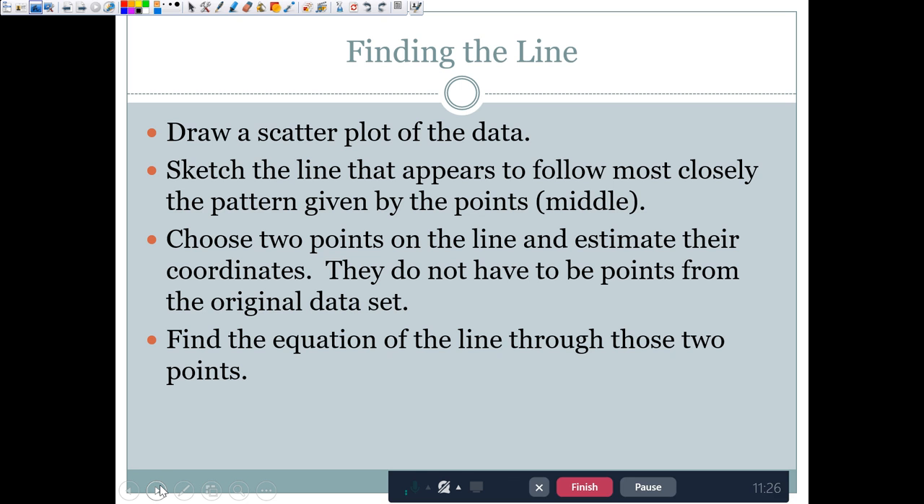Because if you look here, it says choose 2 points on the line and estimate their coordinates. So the coordinates that I estimate may not be the same coordinates that you estimate, okay? They do not have to be points from the original data set. The only reason why you'd ever pick a point from the original data set is if it actually crosses through your line, okay? Then find the equation of the line through those points.